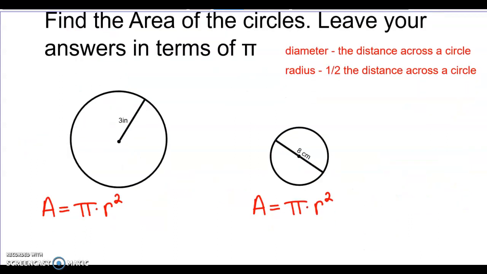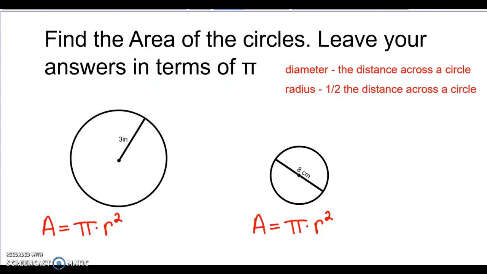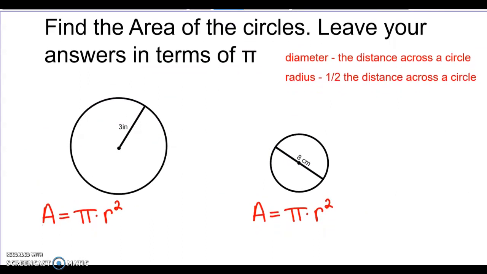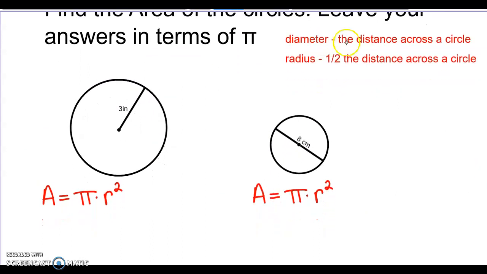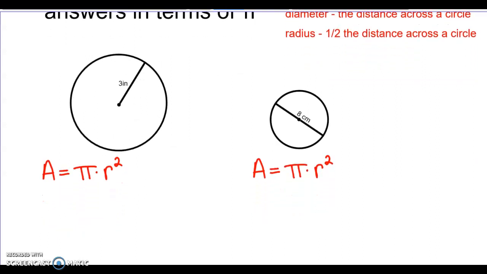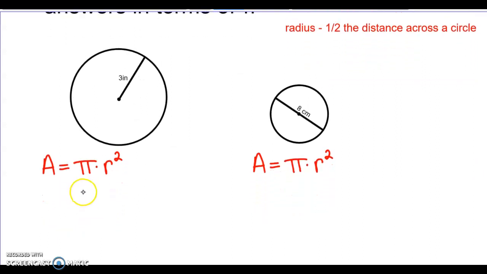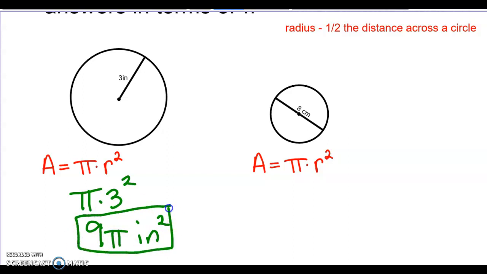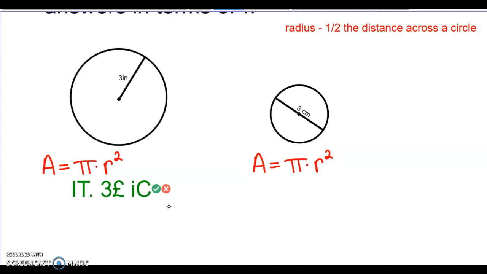Circles, hopefully you remember circles. Remembering the diameter goes all the way across, the radius is half. So our formula, pi r squared, the radius on this would be 3 squared. 3 squared is 9, and then we attach the pi. The directions say leave your answer in terms of pi. So we are not typing in 3.14 on our calculator.